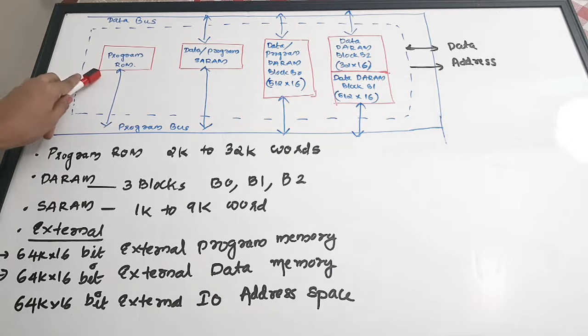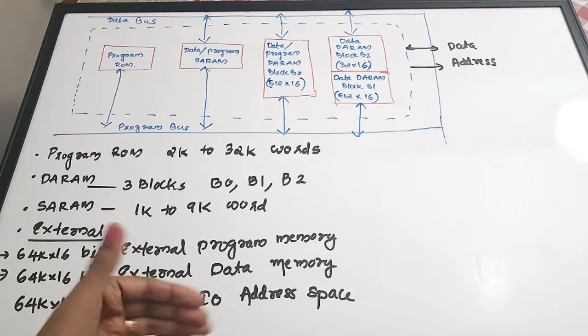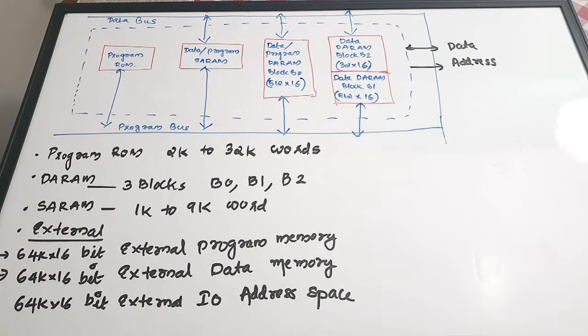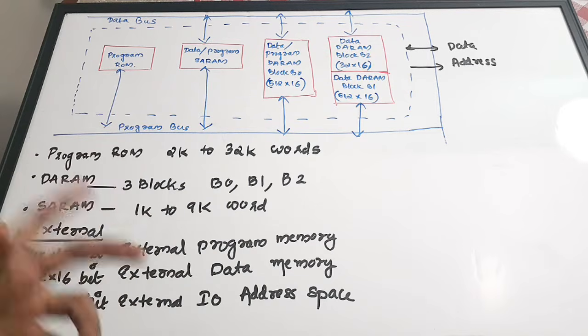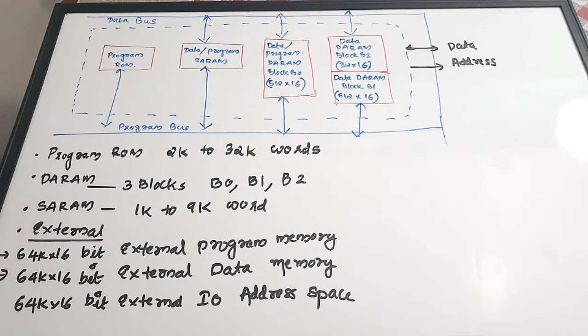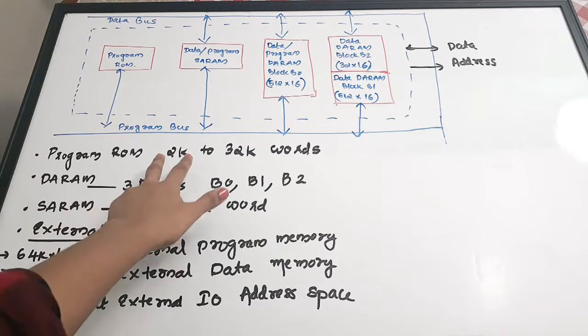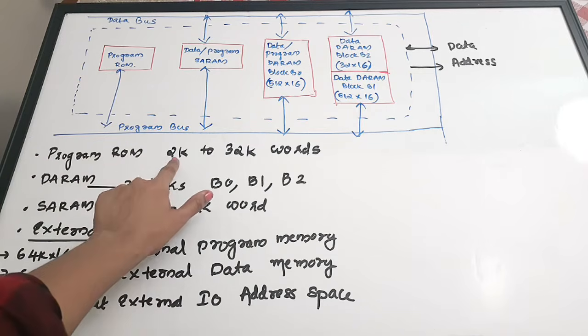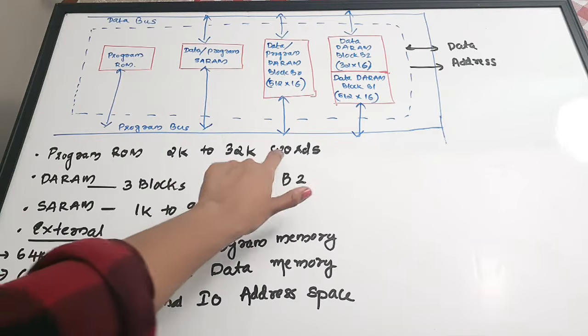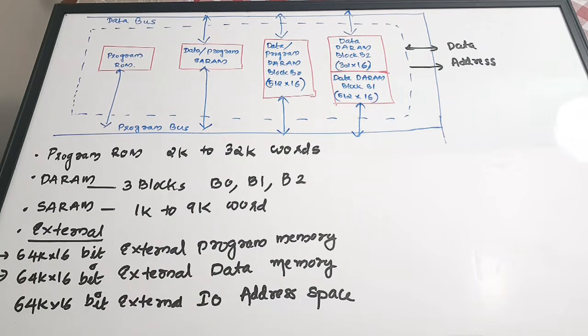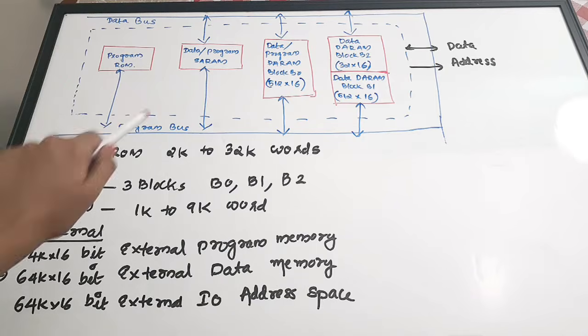The first block is the program ROM, which you can call PROM. The PROM has a size of 2K to 32K words. As we discussed in the beginning, the CPU is a 16-bit CPU and processes words. 16 bits means one word, right? So the CPU is processing words, and the PROM can store from 2K to 32K words. Now what is the main purpose of this program ROM?